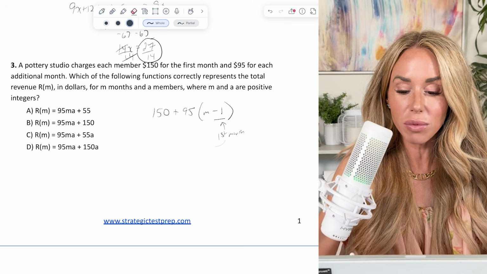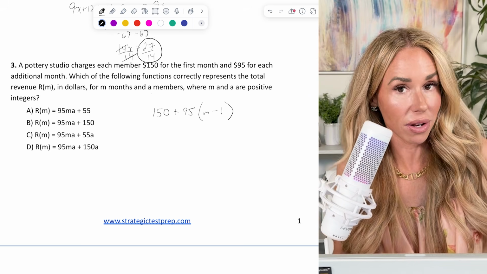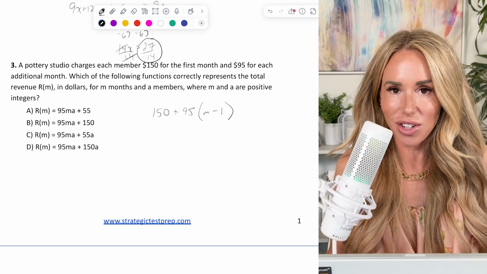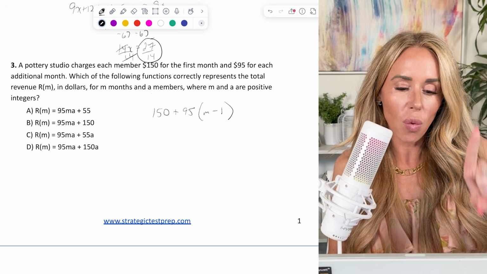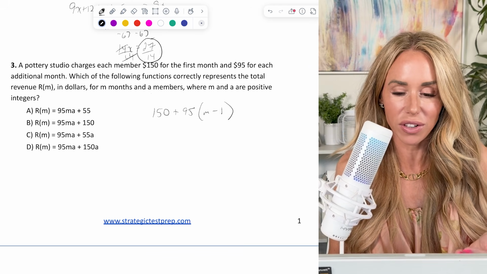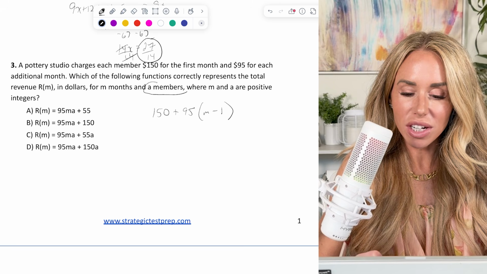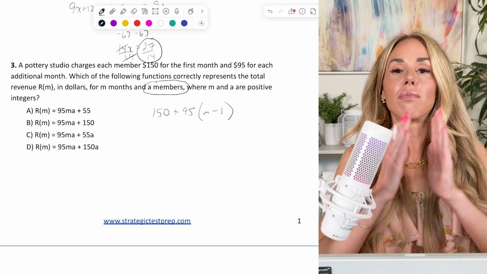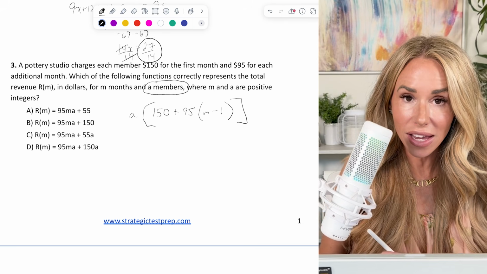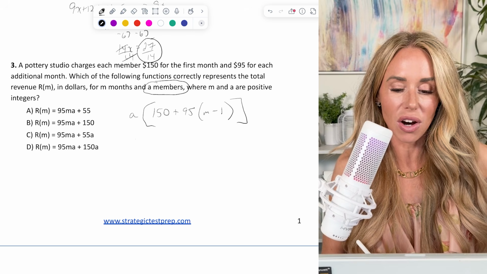Okay, if 150 was the first 2 months, then we would put M minus 2 in the parentheses and so on. Now, here's the thing that makes this one super sneaky tricky. This is just for one person. The person pays 150 for the first month and 95 for each additional month. They said they want to know how much it's going to be for A members. So if there's more than one member total, we have to multiply this whole thing by A, because that's just one person times all the people that there are.